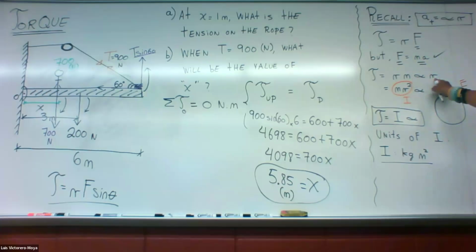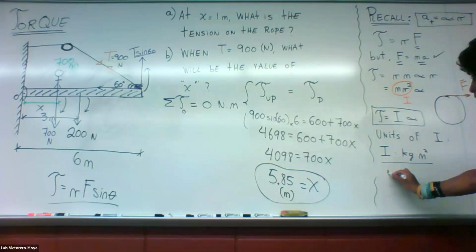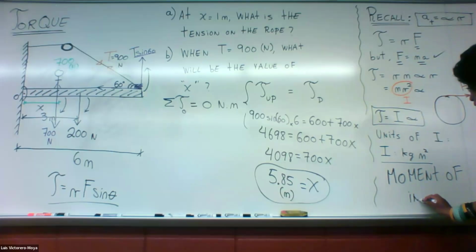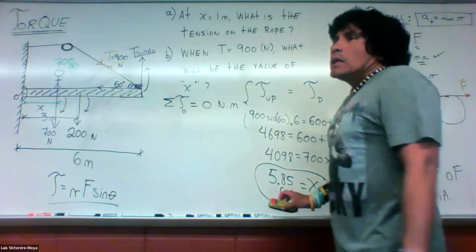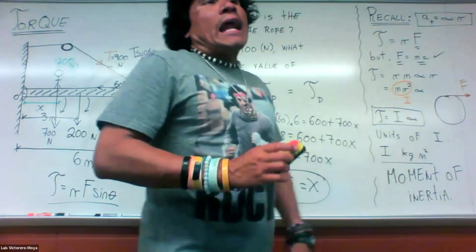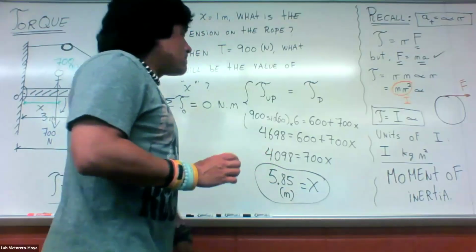So I get m r squared times alpha, where this m r squared is defined as a new quantity known as I. That I is moment of inertia. Okay. What is moment of inertia? Moment of inertia is the analog quantity to mass.